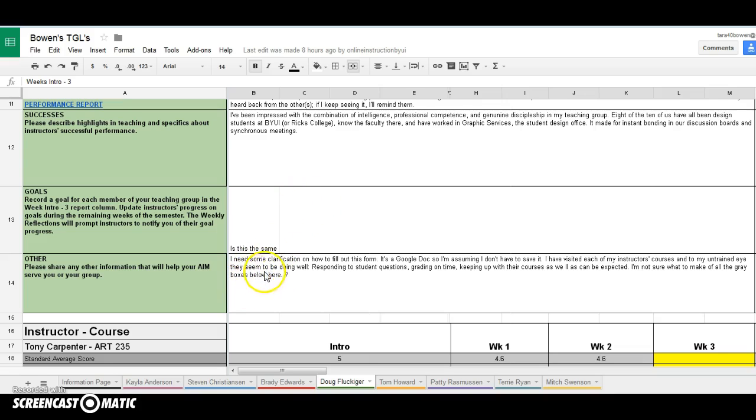And then other, you know, when you're saying you'd like a little more clarification, yes, it's a Google Doc. So once you've written, you're just done and you leave and it's recorded.